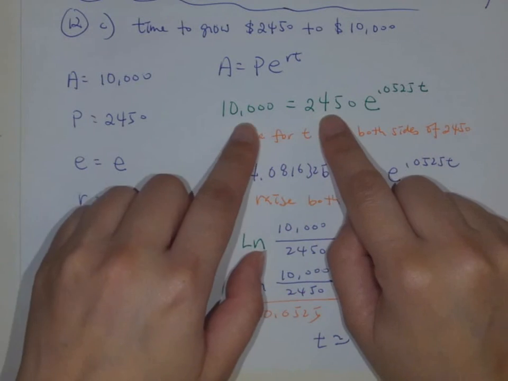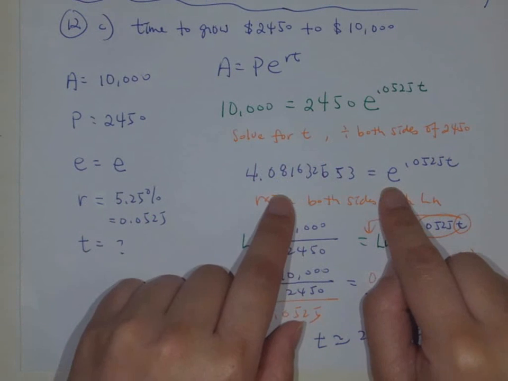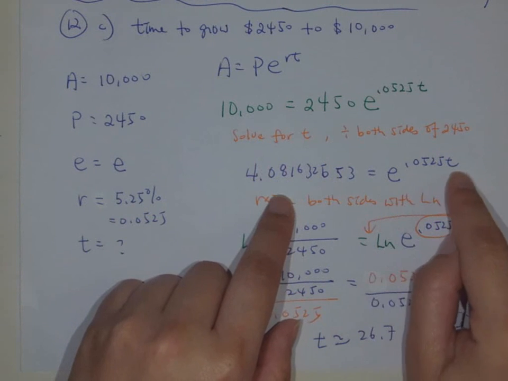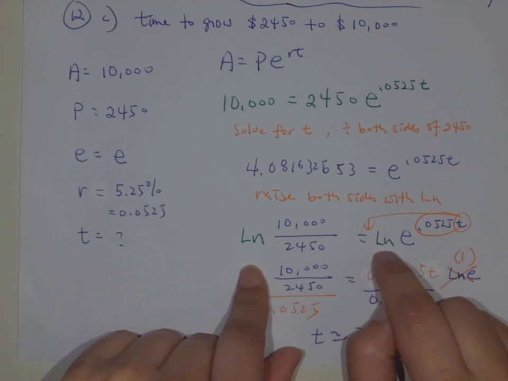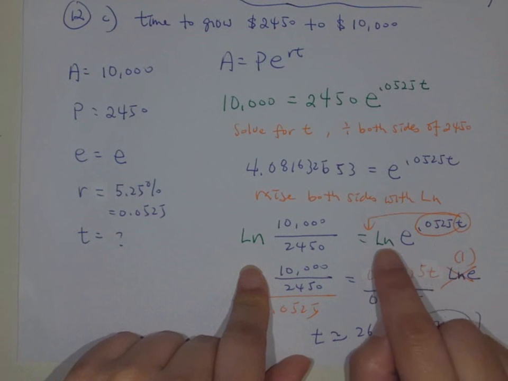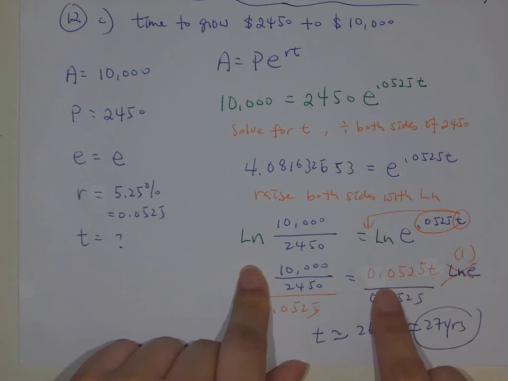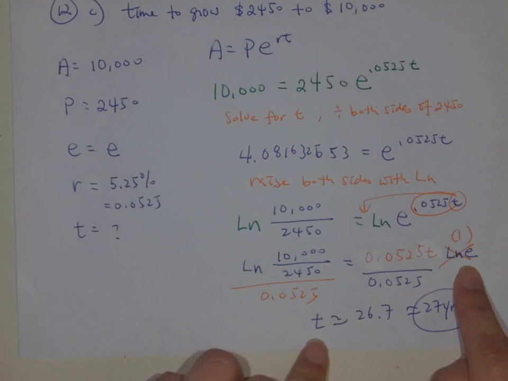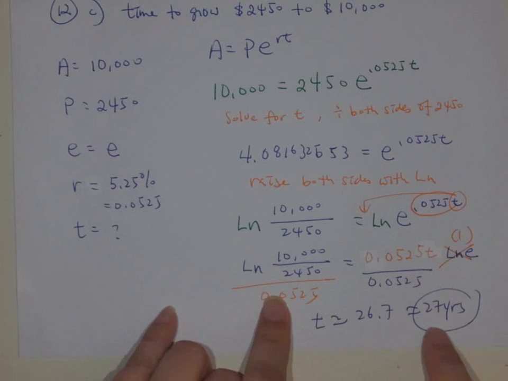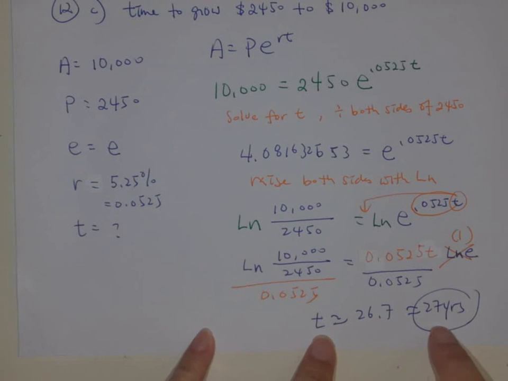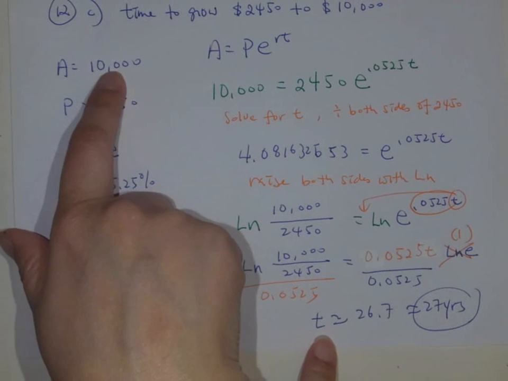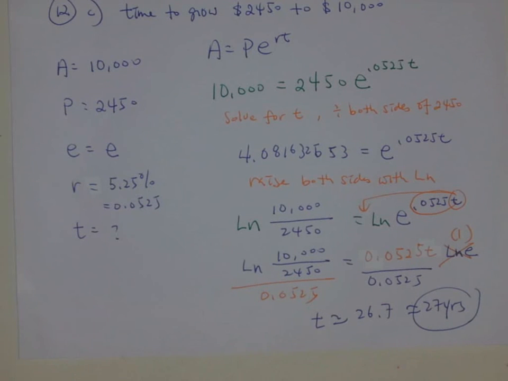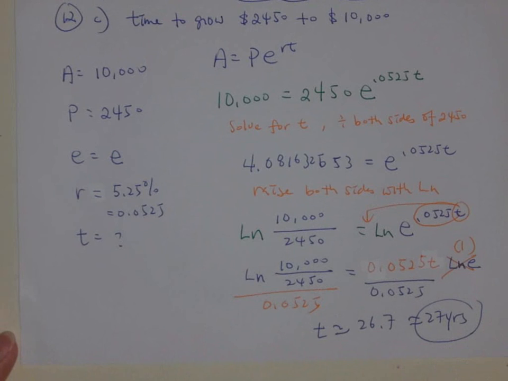So we divide both sides by 2,450, and then to solve for the exponent, I need to take ln of both sides. This time we use ln instead of log because it comes with e. And ln e will equal 1. So we bring down the exponent, ln e turns into 1. We divide both sides by this number, and we find out it takes about 27 years to grow from $2,450 to $10,000. So again, once we talk about log and ln toward the end of the semester, we can come back and revisit this question.